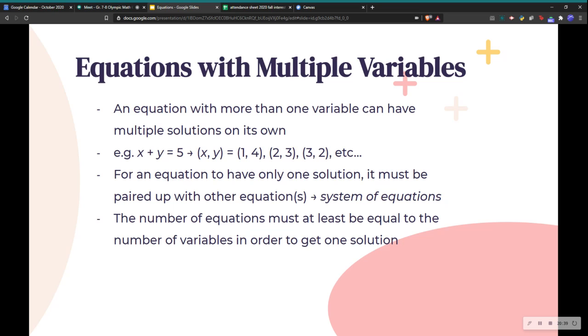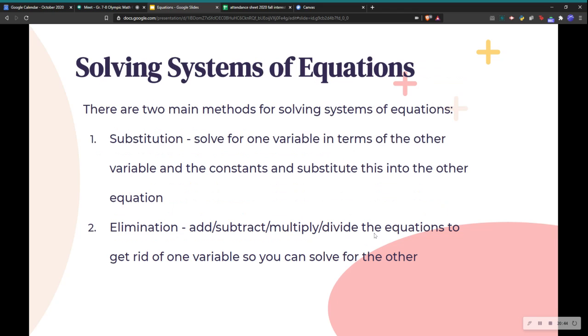No questions? Okay. And you could also have more equations than you have variables. That's possible as well. Now we're trying to figure out how to solve these systems of equations. And there are two main methods which we can use. First, we can do substitution. In substitution, you solve for one variable in terms of the other variable and the constants, and then you substitute that value into the equation. I'll show you guys later what that looks like if you haven't seen it before.